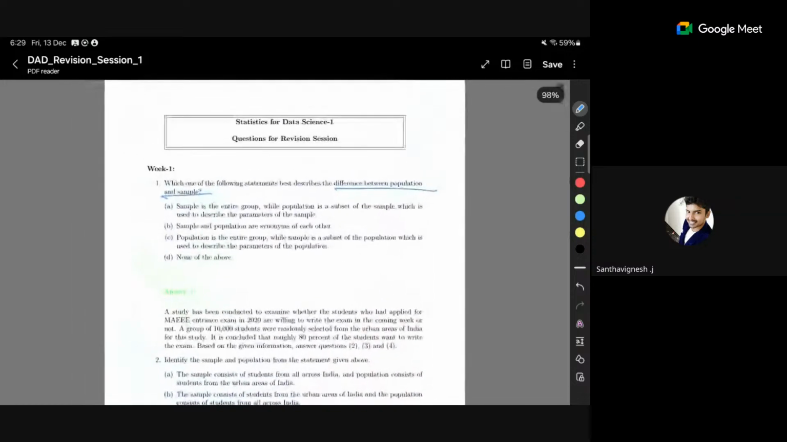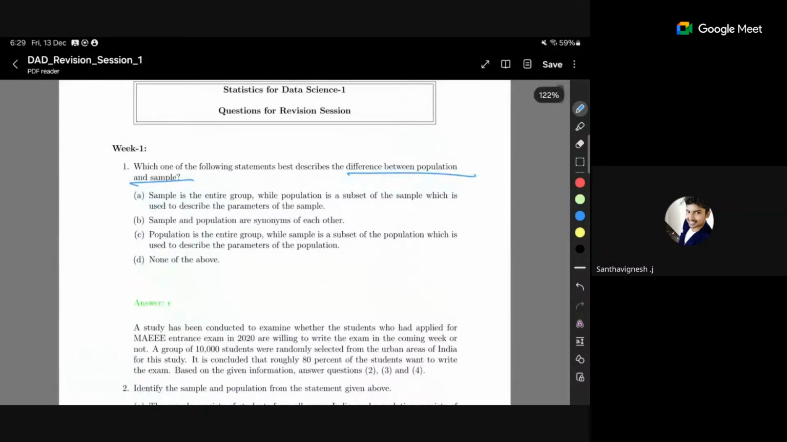Now let's see which of the following statements best describes the difference between population and sample. One option says sample is the entire group, while population is the subset. No, right? Population is the entire group, and sample is the subset. If this was the population, then we take some subset of it, which is the sample.